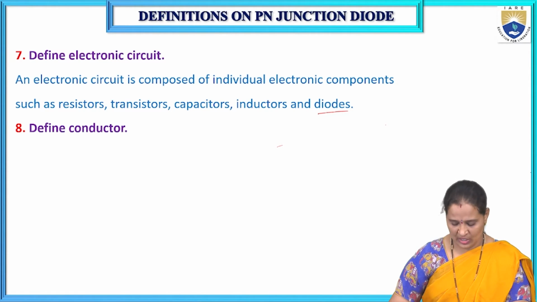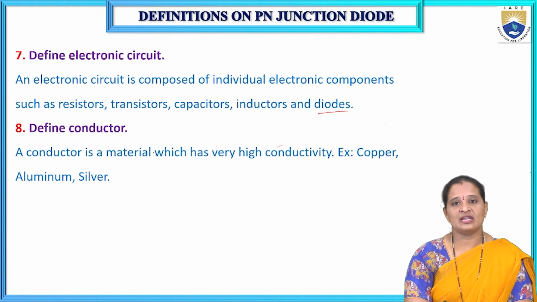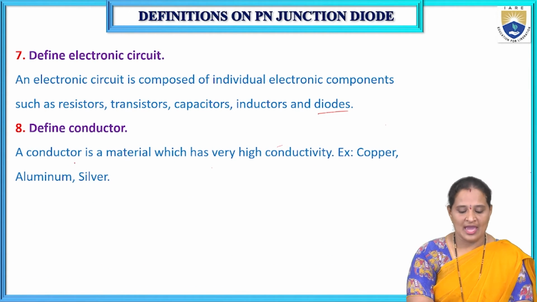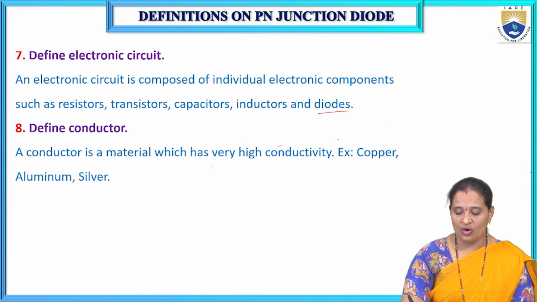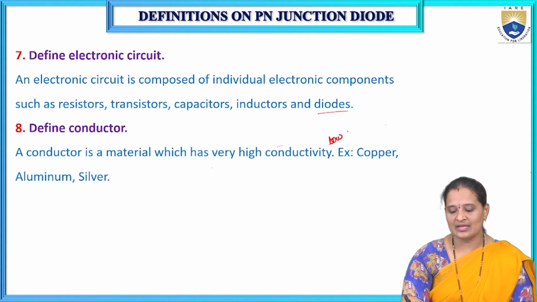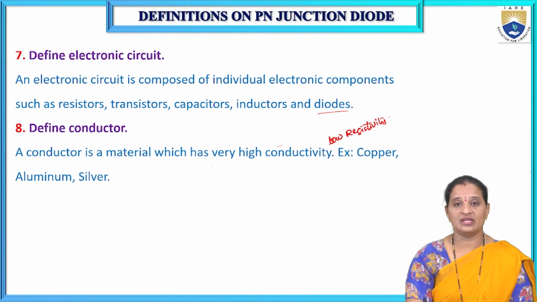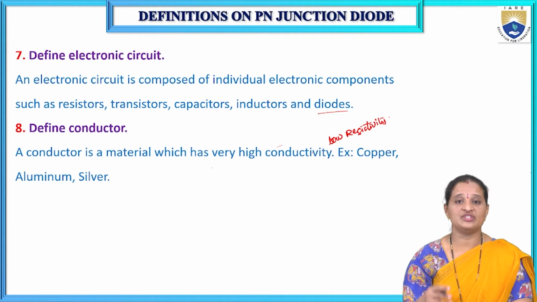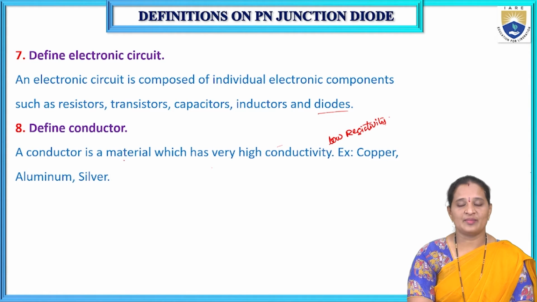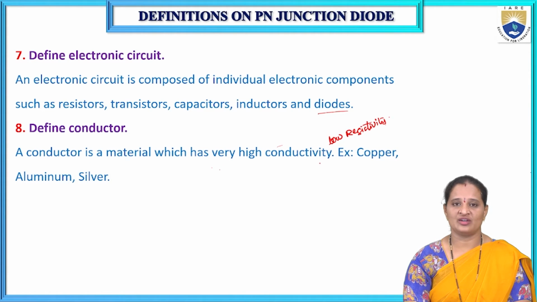First of all, let us see what is a conductor. A conductor is a material which has very high conductivity and very low resistivity. As you know, conductivity is inversely proportional to resistivity. Resistivity is the property of a material which opposes the flow of current, whereas conductivity is the property of a material which allows the current to flow. That is why a conductor is a material which has very high conductivity.